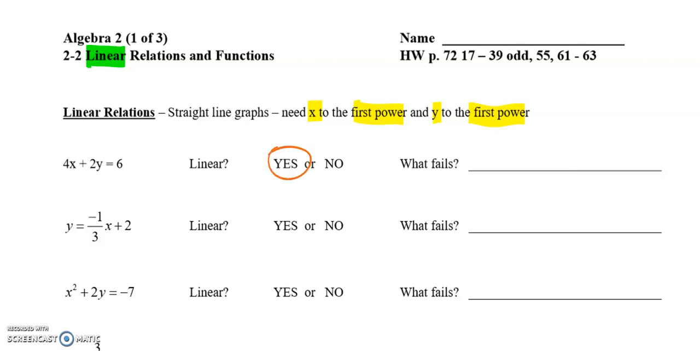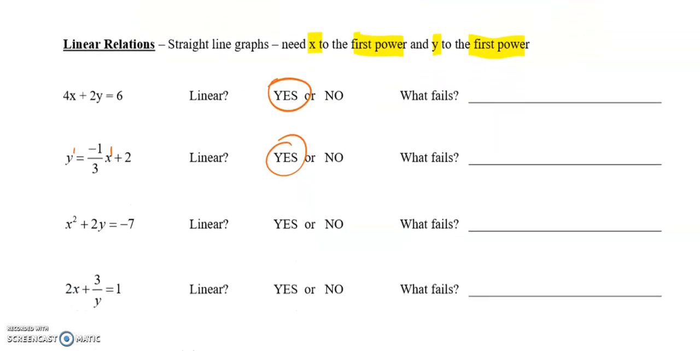So yes, that's linear. If we look at number 2, the second one there, y equals negative 1/3 x plus 2. Do we have x to the first power? We do. Do we have y to the first power? We do. Remember, these are little imaginary ones there. So both of those are to the first power. So is this linear? Yes, it is.